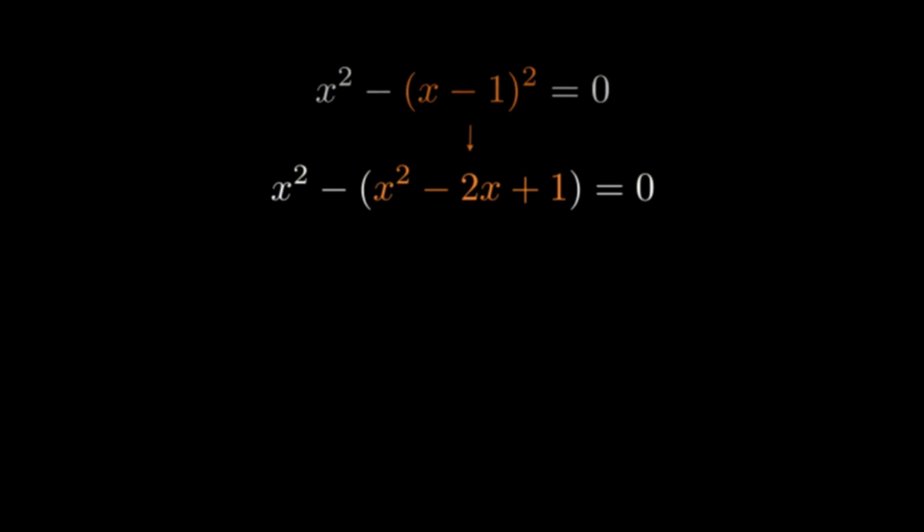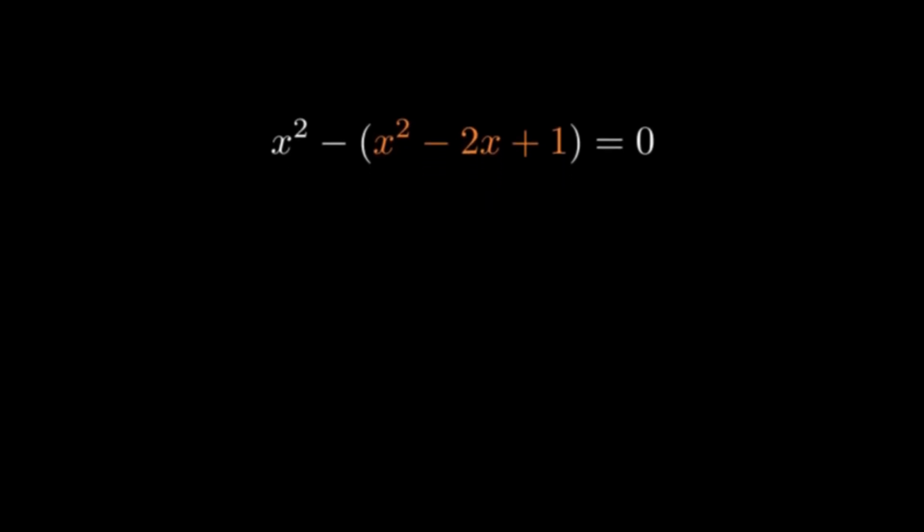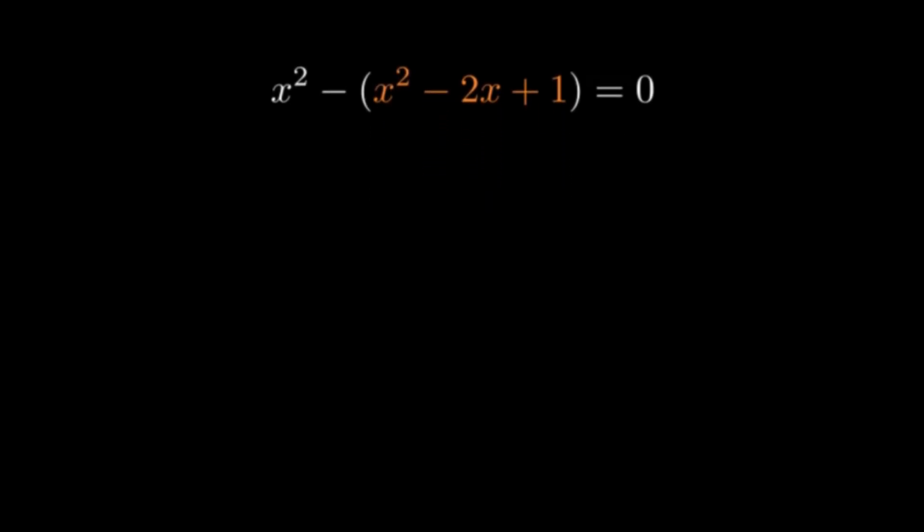Now comes the crucial part. We need to substitute this expanded form back into our original equation and distribute the negative sign correctly to all terms inside the parentheses. When we distribute a negative sign through parentheses, it's like multiplying each term by negative 1, which flips the sign of every term inside. This is a common source of errors in algebra, so we'll work through it carefully.